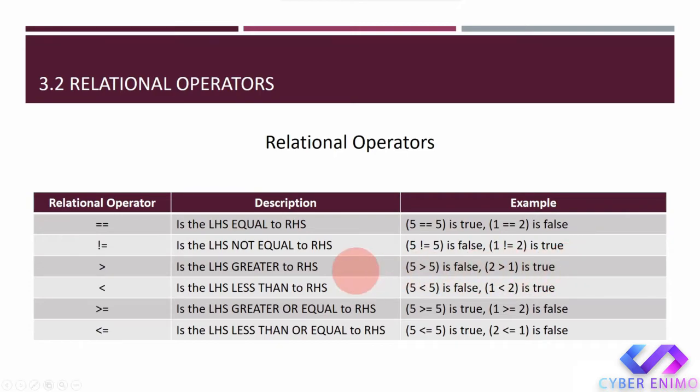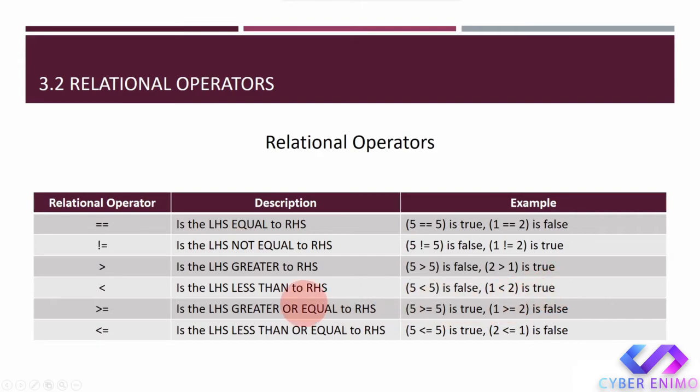The next operator is the less than operator, which is the opposite of the greater than operator. So now, if we're comparing two variables or two values, if the left-hand side is less than the right-hand side, this will evaluate to true. Otherwise, it will evaluate to false. Again, if we say 5 is less than 5, that's false. But if we say 1 is less than 2, that will evaluate to true.